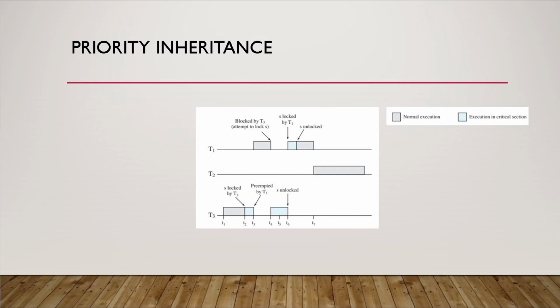T3 leaves its critical section and unlocks the semaphore. Its priority level is downgraded to its previous default level. T1 preempts T3, locks the semaphore, and enters its critical section. T1 is suspended for some reason unrelated to T2, and T2 begins executing.